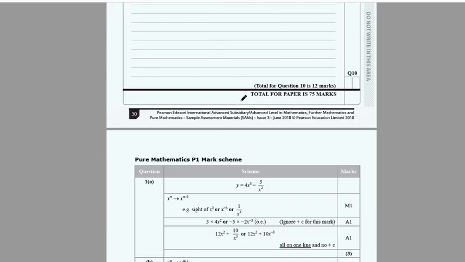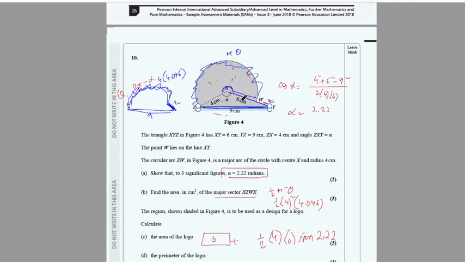So yeah, that's the end of the P1 sample assessment paper.